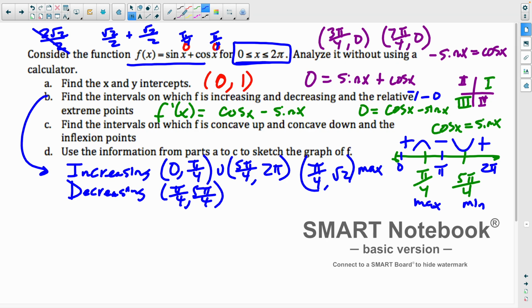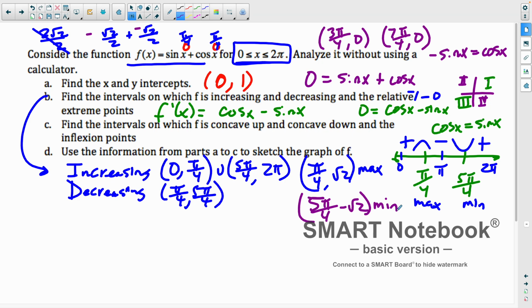If I did the same work here, but I plugged 5 pi over 4 in, 5 pi over 4 is the location where cosine and sine are both negative, so it would look the exact same, except they would both be negatives. I would add them together and I get negative 2 square root of 2 over 2. And so my minimum is happening at 5 pi over 4, at negative square root of 2 as the y value.